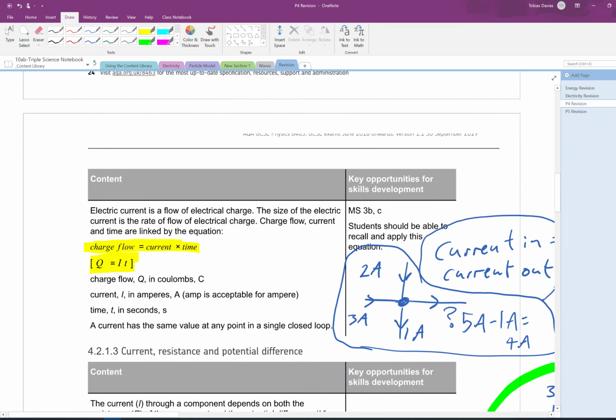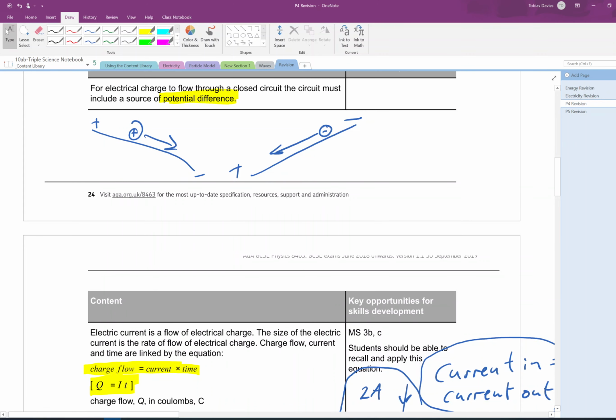So we know that we need a potential difference for current to flow, and we know that current is charge flow divided by time. It's the rate of charge flow.